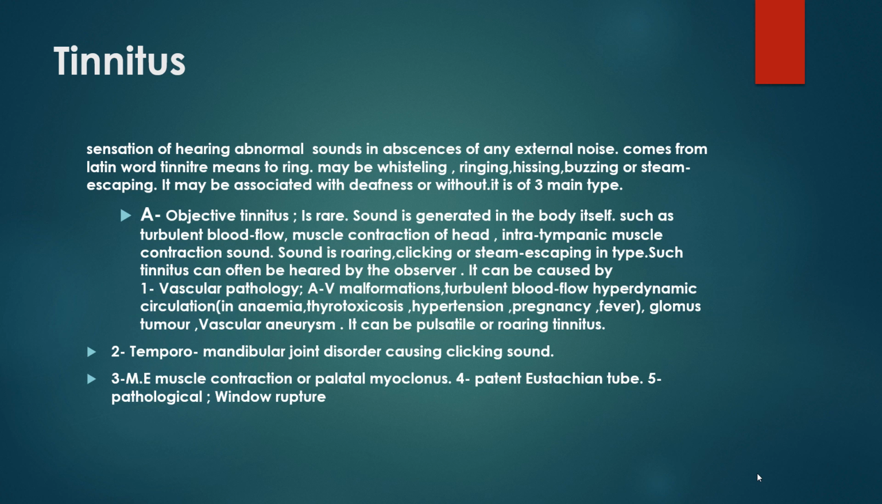It may be associated with deafness or without deafness. Generally, it is of three main types. The first type we have is objective tinnitus. This is a rare type. Sound is generated in the body itself, such as turbulent blood flow, muscle contraction of the head, or intratympanic muscle contraction sound. The sound is roaring, clicking, or steam-escaping in type. Such tinnitus can often be heard not only by the patient, but by the one who is observing or examining the patient.